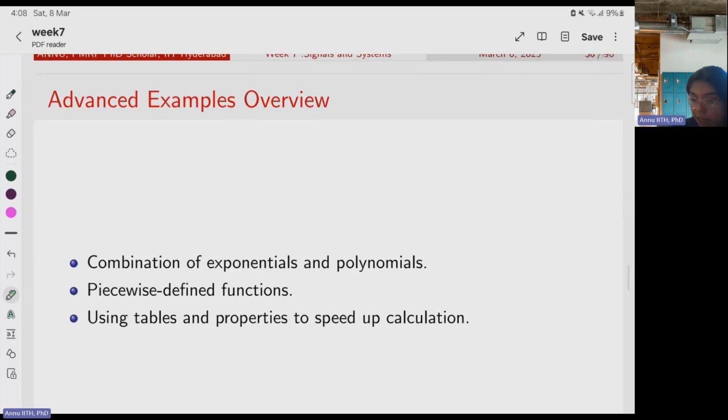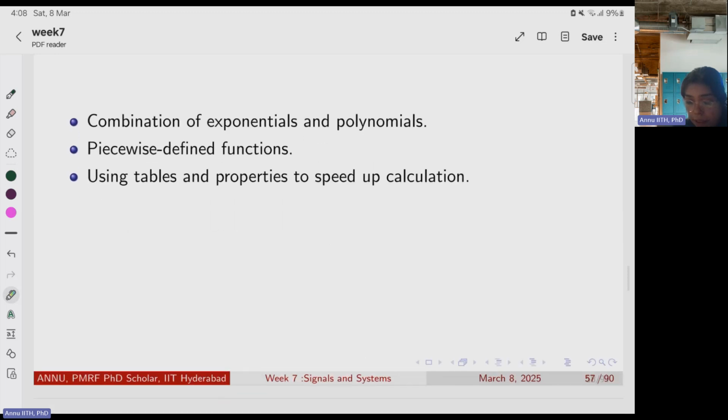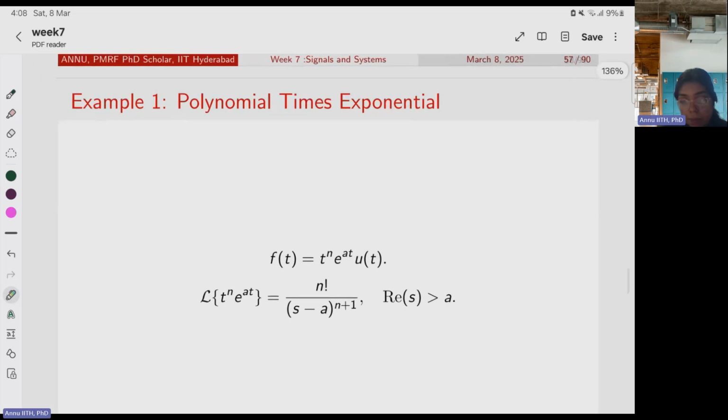Let us have this advanced example overview. Then we will go directly to the questions and answers. So, combinations of exponentials and polynomials, combinations of piecewise defined functions, using tables and properties to speed up the calculation. So, polynomial times exponential. What is the Laplace transform for that? f(t) is equal to t to the power n e to the power at u(t). Then you'll have n factorial divided by (s minus a) to the power n plus 1.